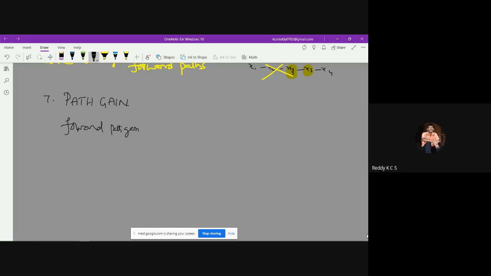Say, for example, if I have represented a signal flow graph like this: x1, x2, x3, x4, then x5, and I have one feedback loop like this, and one more feedback loop like this, and I have x6 like this. Say for example this is g1, this is g2, this is g3, and this is g4, and this is h1, and this is h2, and this is g5, and this is g6.